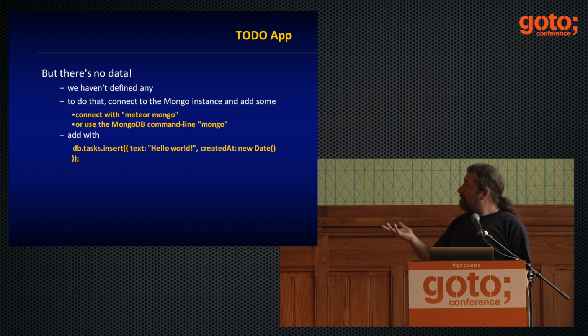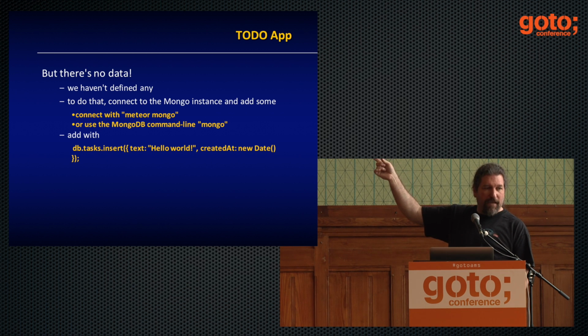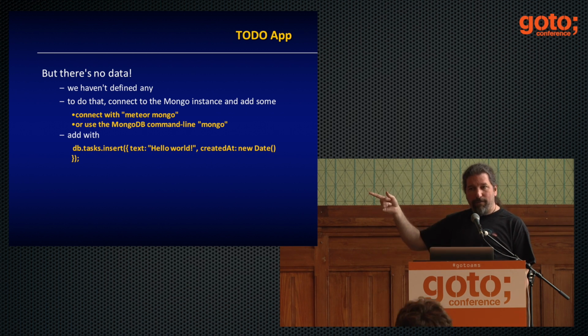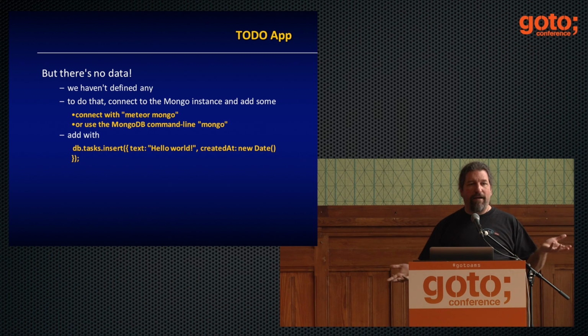Okay? And there's no data because we haven't actually created any data. This is where, as a developer, if you want to just see that it all works, you can connect to the Mongo database by doing Meteor Mongo. And what effectively it will do is fire up the command line Mongo and give you the opportunity to do some command line Mongo shell activity to create a task into the tasks collection if you so desire. Make sense?